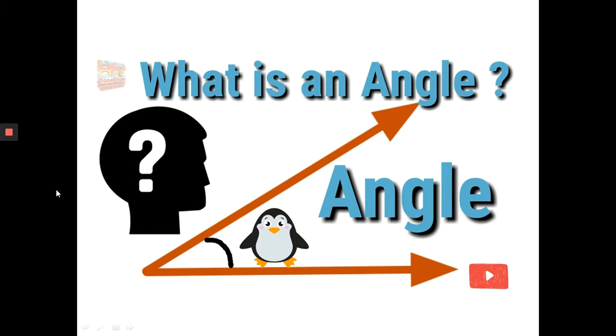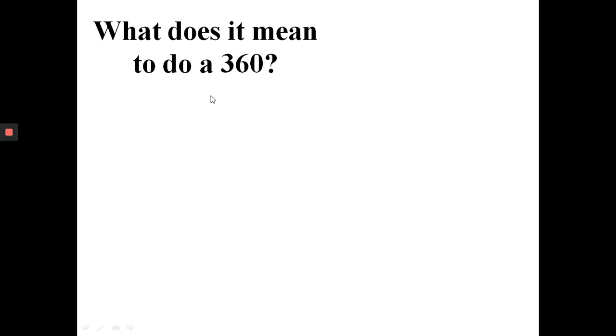So I just want to start it off by helping you to understand the concept of angles. So let's look at first what are different angle concepts. All right, so first of all, when you hear somebody say he just did a 360 or she just did a 360, what exactly does it mean when somebody does a 360, right?